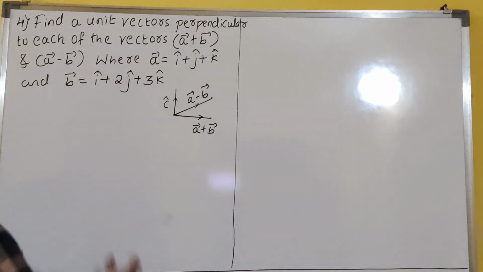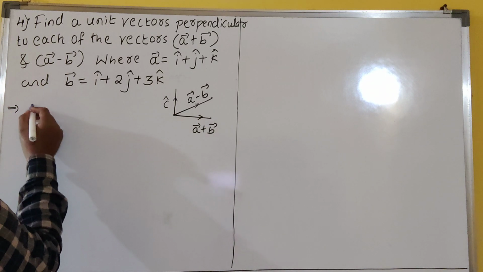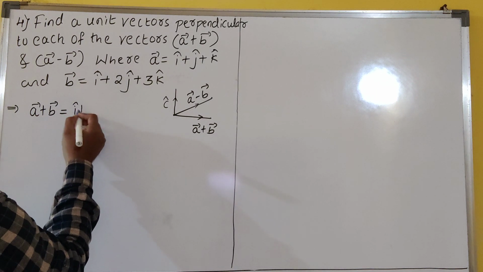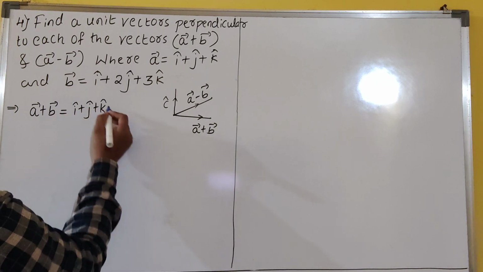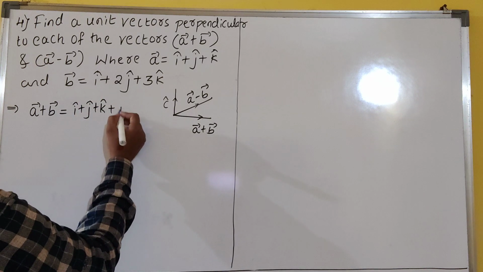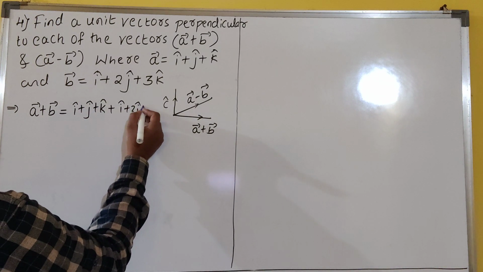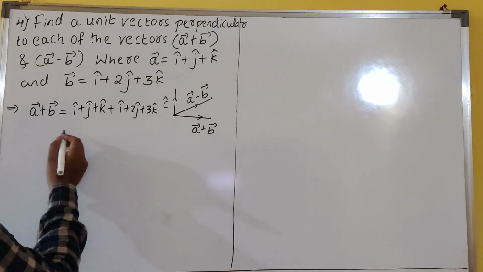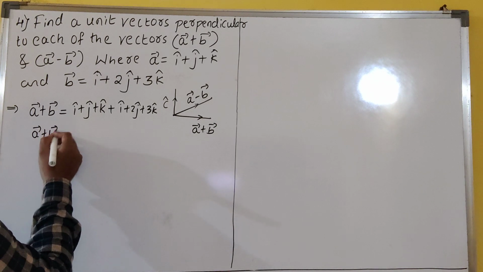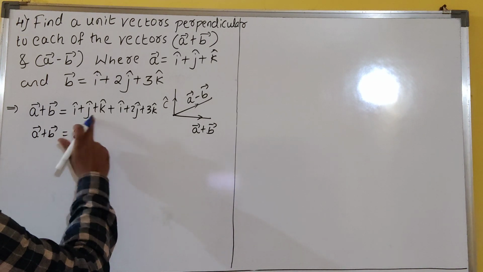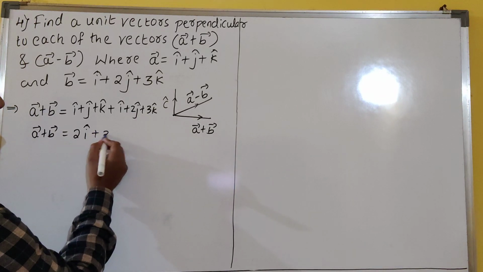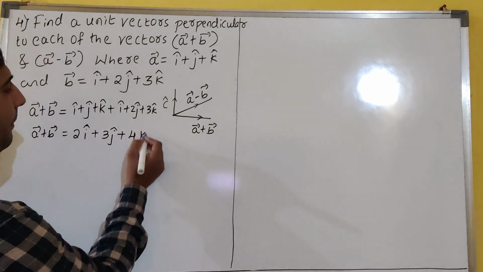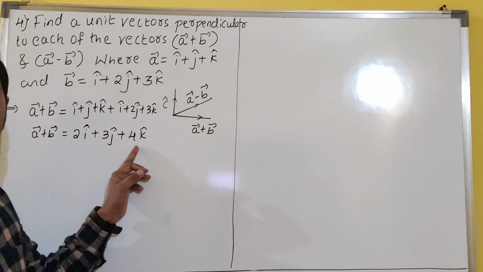So first we will find A plus B. How to find A plus B? You know very well. A is i cap plus j cap plus k cap, plus B is i cap plus 2j cap plus 3k cap. Clear? So now add: i cap plus i cap is 2 i cap, dear students. j cap plus 2j cap is 3j cap. k cap plus 3k cap is 4k cap, dear students.